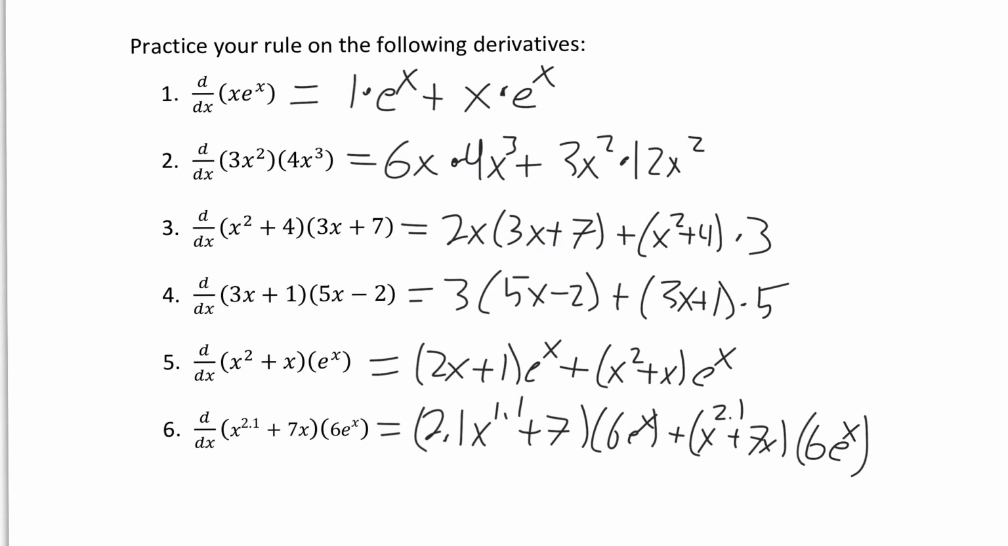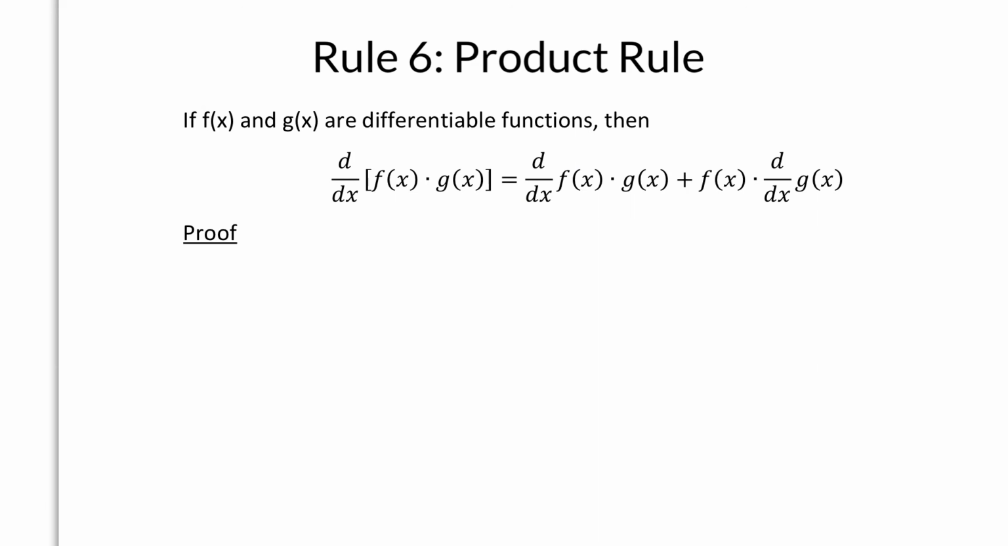So hopefully you got the same answers as me on these. Again, we're just practicing our rule, making sure that we can use it properly. So here we have the full statement. Rule 6, the product rule. If f and g are differentiable functions, then the derivative of f times g is the derivative of f times g plus f times the derivative of g.